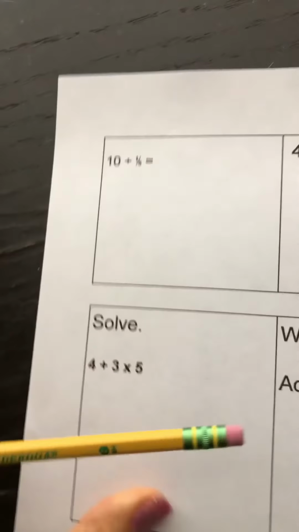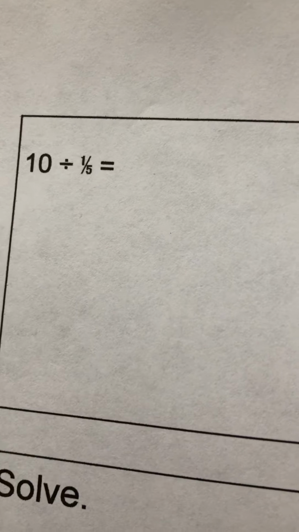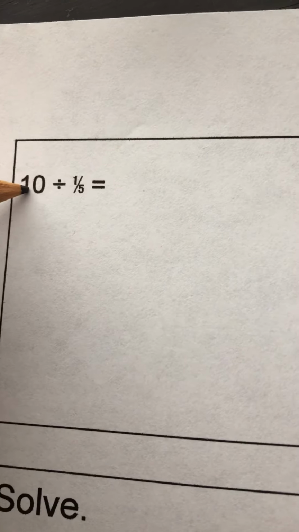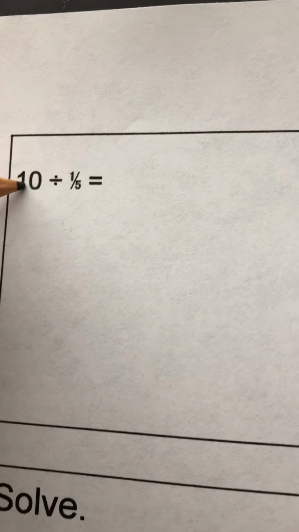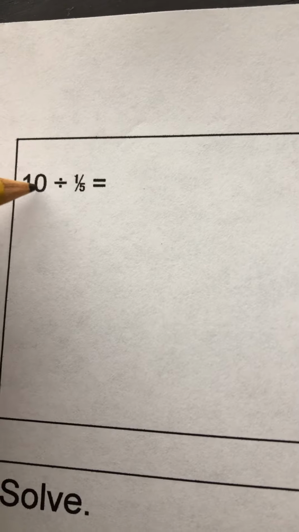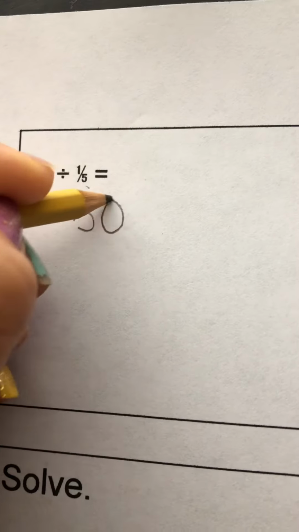Okay, so the first problem says 10 divided by 1/5. So I'm dividing fractions. Step number one, make a prediction. If it starts as a whole number, yes, you're right, it ends as a whole number. So I know that I'm going to do 10 times 5, which is 50. Okay, moving on, second problem.